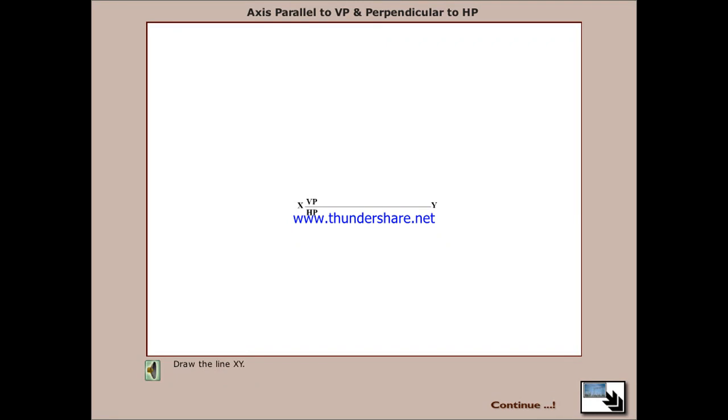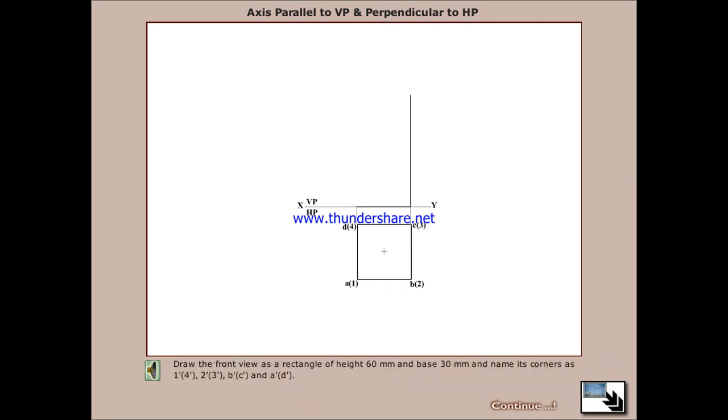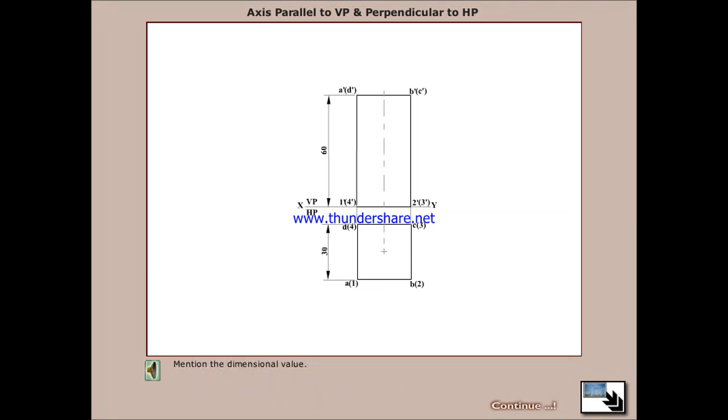Draw the line XY. Draw the top view as a square of side 30 millimeters and name its corners as A1, B2, C3 and D4. Draw projectors from each corner of the top view through the line XY. Draw the front view as a rectangle of height 60 millimeters and base 30 millimeters and name its corners as 1 dash, 4 dash, 2 dash, 3 dash, B dash, C dash, A dash and D dash. Mention the dimensional values.